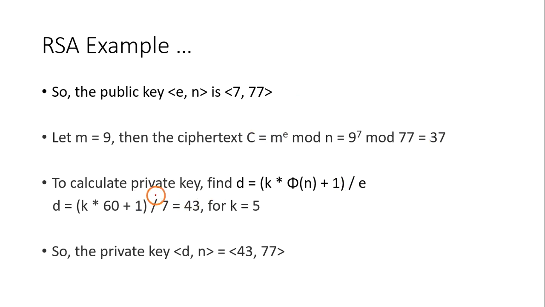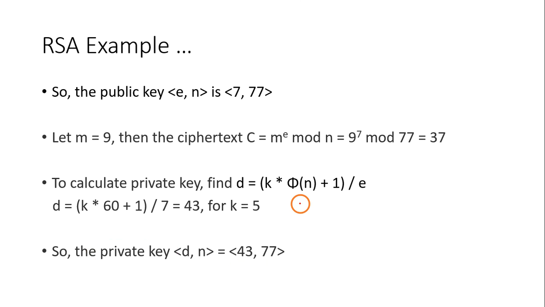Okay, and now calculating the private key, that is, you have to find D using this formula. So I substituted the values. Phi of n is 60 and E is 7, and by trial and error I found out that for k equal to 5, D is 43. Okay, so the D I got is 43. Now if you combine D and N, which is 43 and 77, that is my private key.